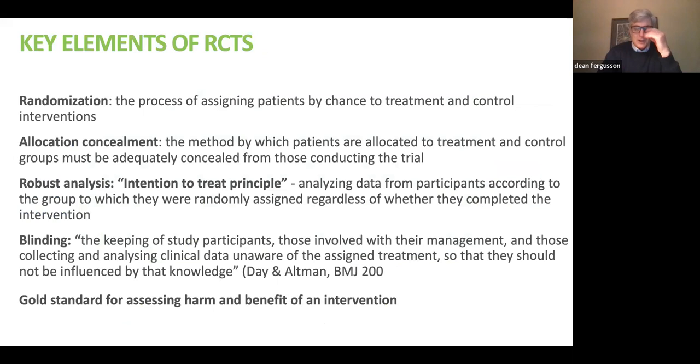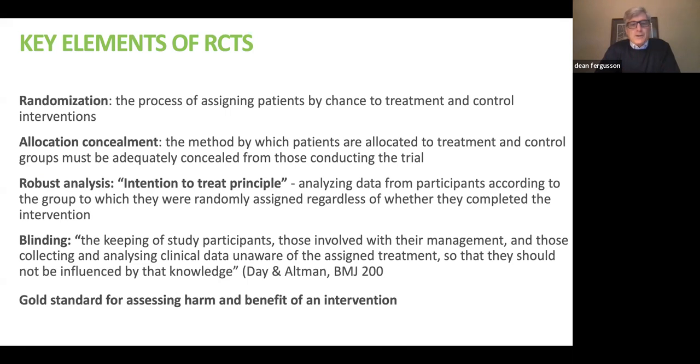But the key elements here for these simple randomized trials is obviously the randomization. This is the process of assigning patients by chance to treatment and interventions, or that flipping of a coin, although it's done ideally by centralized computers. You have allocation concealment, so nobody in the trial knows what you are going to be randomized to ahead of time, because if they did, they may make different decisions of whether they go into the trial or whether physicians place those patients into the trial.